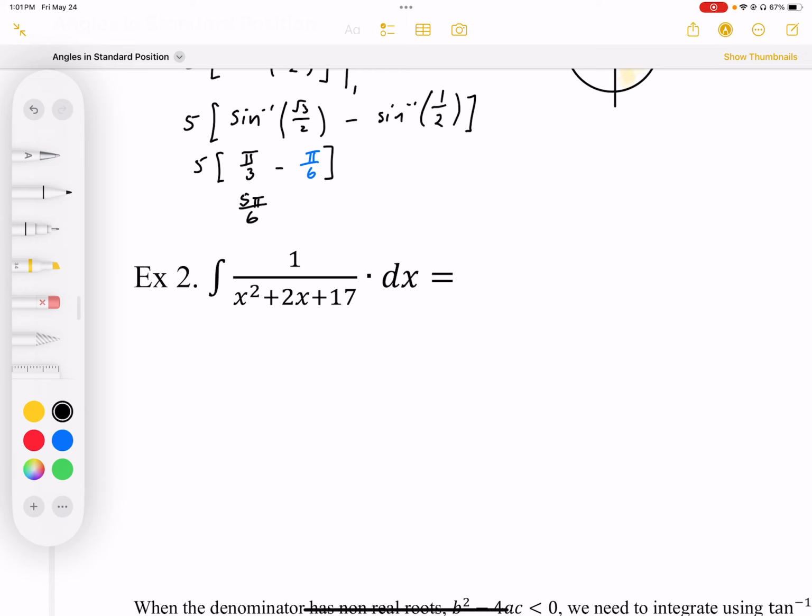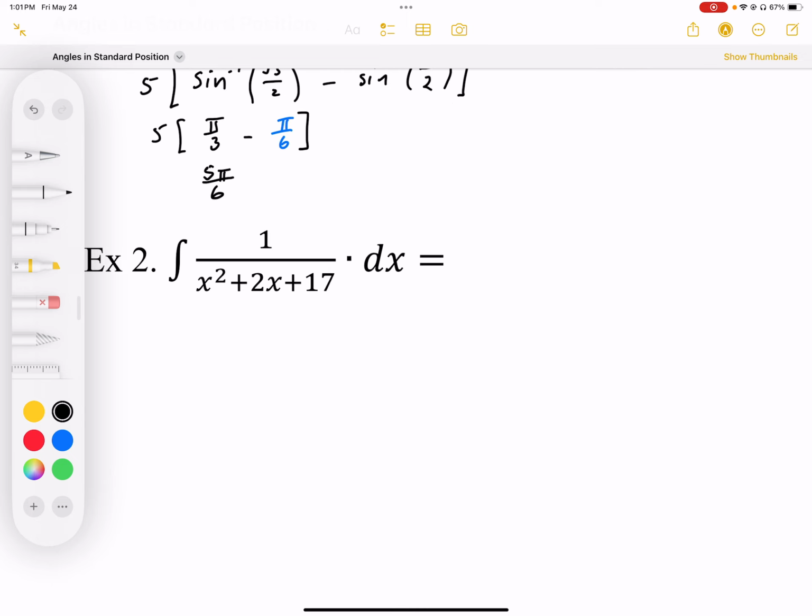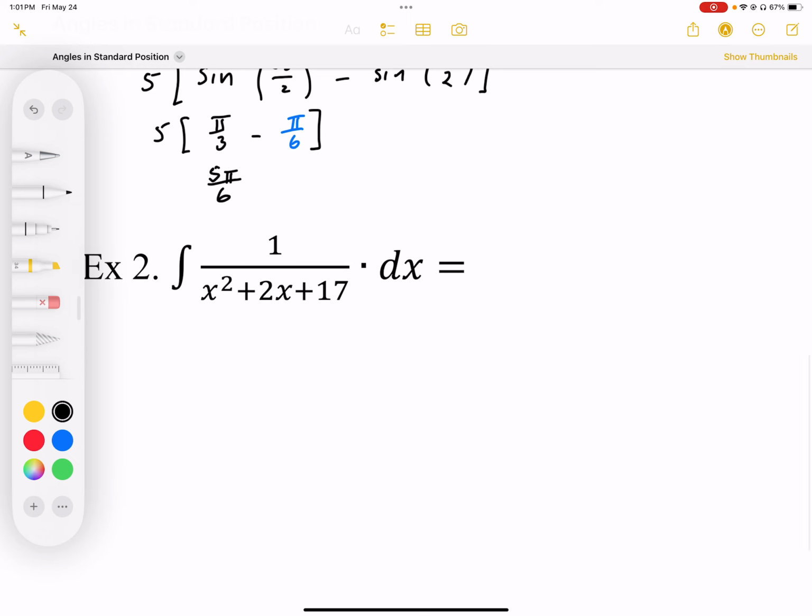For example 2, this does not look like an arctan form, but it is. Now, with most quadratic polynomials in the denominator like this, we could try substitution, but in this case, there's no substitution that works. So at this point, we're kind of stuck. We could try factoring. If it's a perfect square factor, that would be okay, but in this case, it doesn't factor as a perfect square. So at this point, unless we have some other thing that we can point to, we can't really do anything.